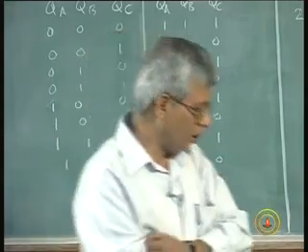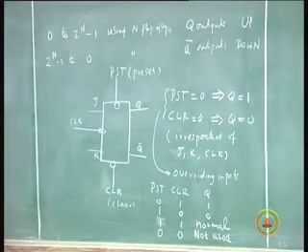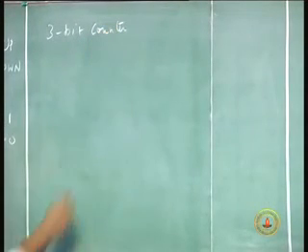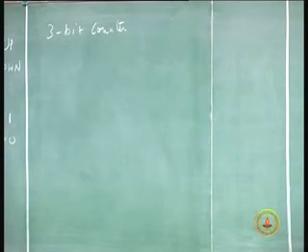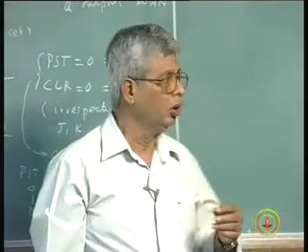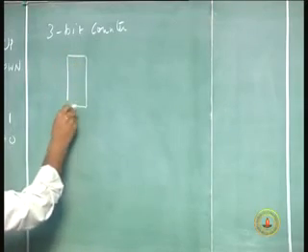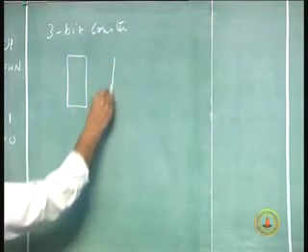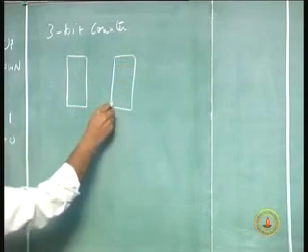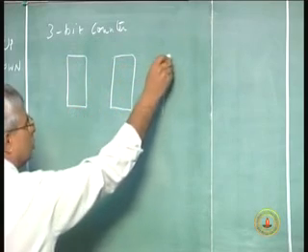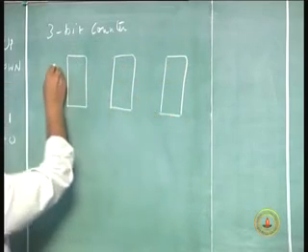So let us take a simple example of a 3-bit counter. Whether it is up or down doesn't matter, because as I said, all you have to do is to take Q or Q bar for up and down respectively. So a 3-bit counter will be 3 flip-flops, all of them JK.